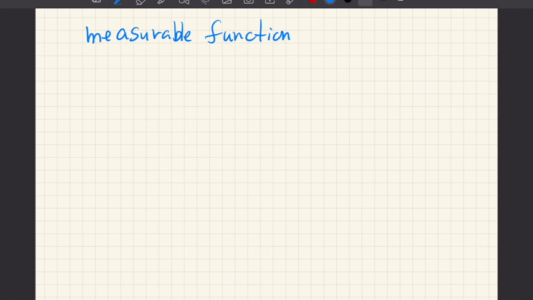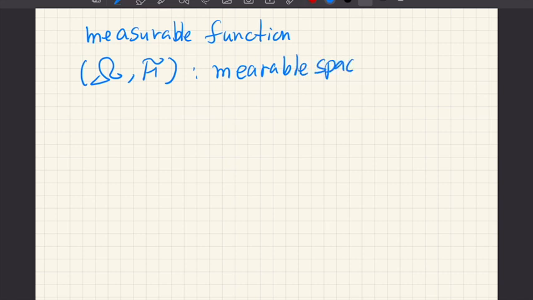Okay, let's say this omega and F is a measurable space. Remember the definition of a measurable space? This omega is a sample space, and this F is a collection of subsets of omega which satisfy the axioms of sigma algebra. Okay, so this F is a sigma algebra.